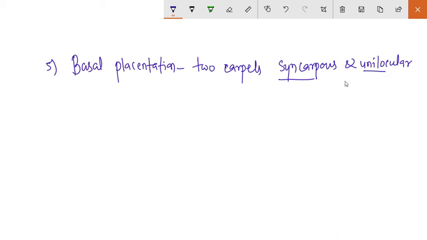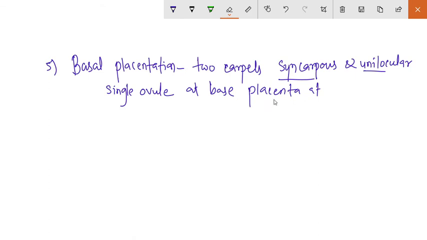Okay. So in basal placentation the single ovule is present. Even though there are two carpels, still the single ovule is present at the base. Okay. And the placenta is present at the tip of the thalamus. Okay, ovule is present at the base, it is enough. Okay. So that is known as a basal placenta.